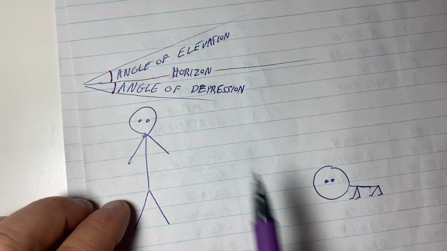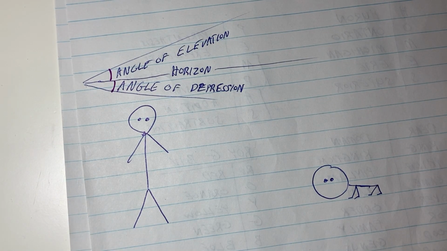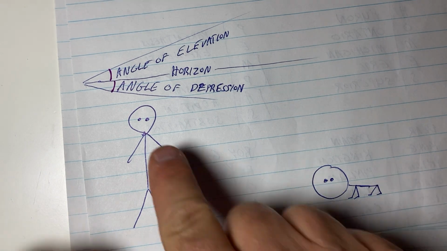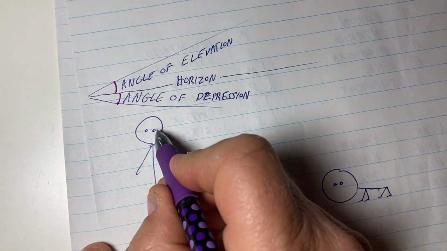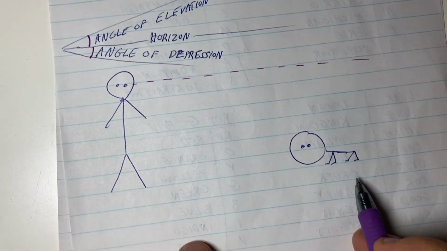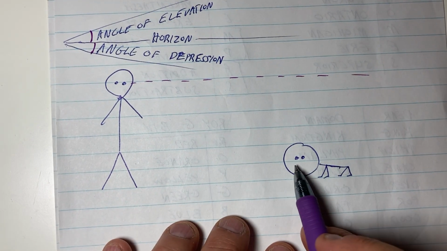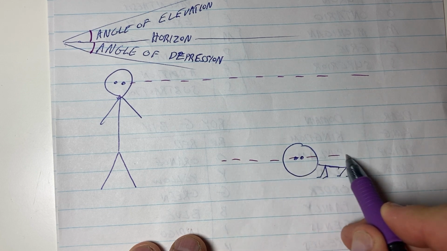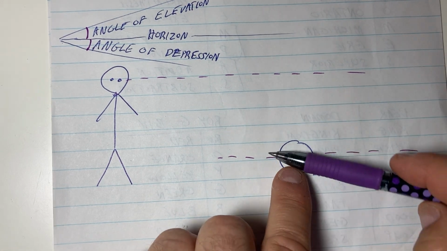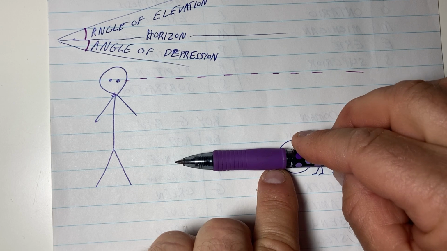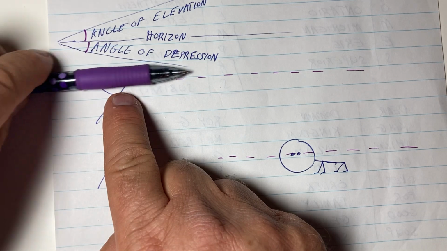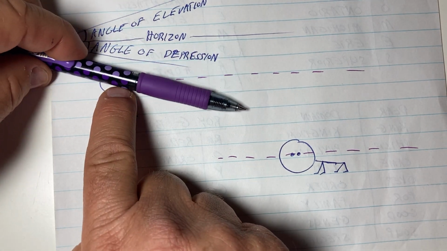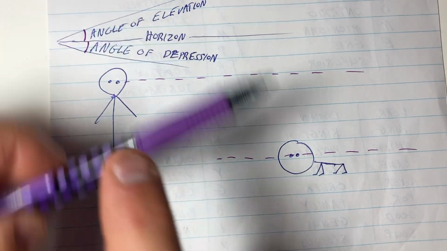So for this person, their horizon is right here. For this dog with a huge head, the dog's horizon is right here. So relative to the dog, it has an angle of elevation to look up at the person. Relative to the person, here's their horizon. They have to look down, the angle of depression, to look at the dog. Okay?